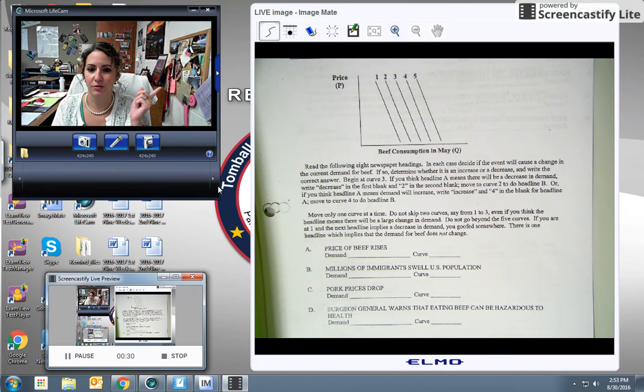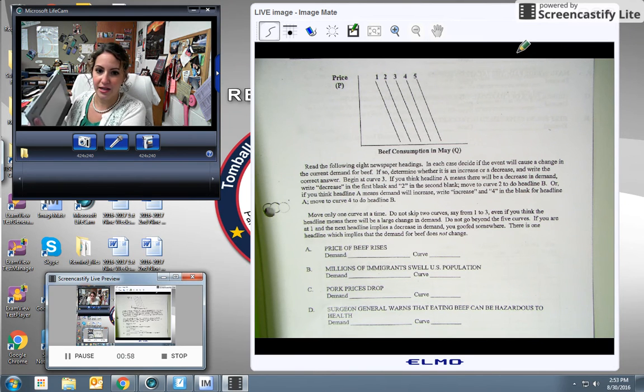It's right here. It's the reasons for shifts in the demand curve, and you see it right here on the screen. So if you read the directions, and I know everyone does, you start at curve 3 on question A, and if it shifts to the right, you shift over to 4, and if it shifts to the left, it's a decreasing shift, it goes to 2.